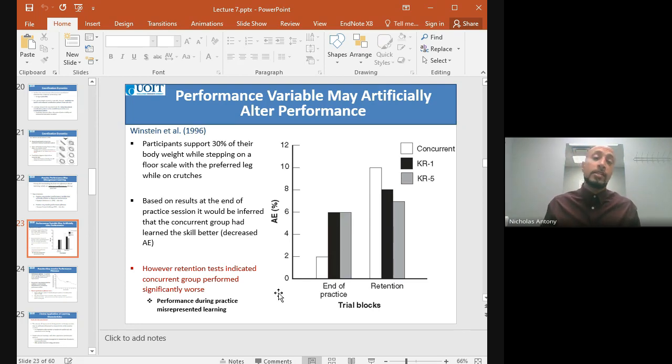So they practiced for a session, and then they came back, I think, a day later, and then they would test to see how well the participants did without any feedback. So based on this part of the graph right here, which of the groups did the best? If this is error, so AE is absolute error, which of the groups performed the best during practice?